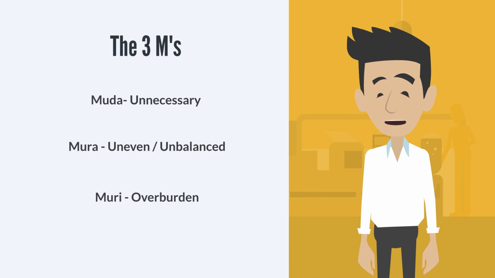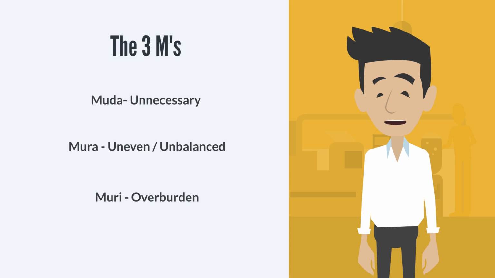Muda, Muri, and Mura are called the 3 M's. These three Japanese terms were developed by Taichi Ohno to describe different types of wasteful activity. Muda means unnecessary and reflects the so-called 7 types of waste that we will be talking about next. Mura means unbalanced or uneven.